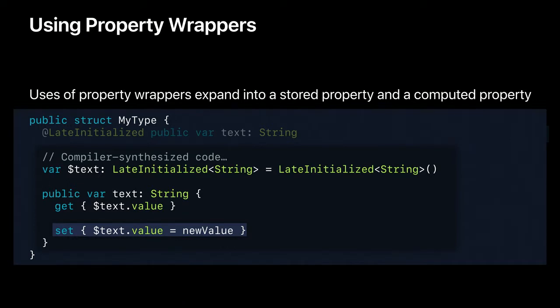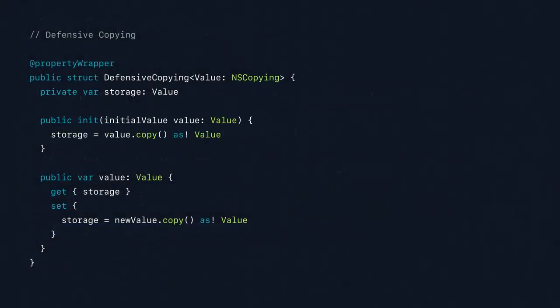So overall, this is really nice. We've teased apart the policy, put it in one place in the late initialized wrapper, from the application of that policy, which we can do on any number of different properties of whatever types we want, making it far simpler and having less boilerplate. So let's take a look at another example.